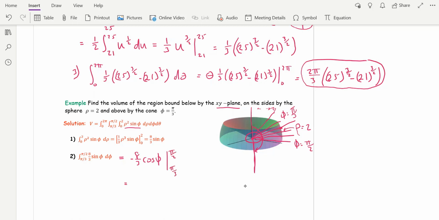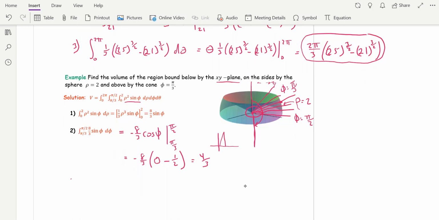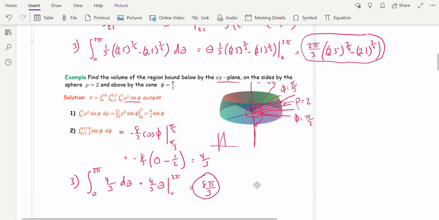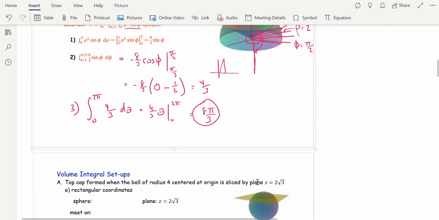So that's negative 8/3. Cosine of pi over 2 is 0. And then cosine of pi over 3 is 1/2. So that's going to give me positive 4/3. The third integral is usually pretty darn easy on all of these. We're going to go from 0 to 2 pi, 4/3 d theta, which is 4/3 theta between 0 and 2 pi, which gives me 8 pi over 3. There's my volume.